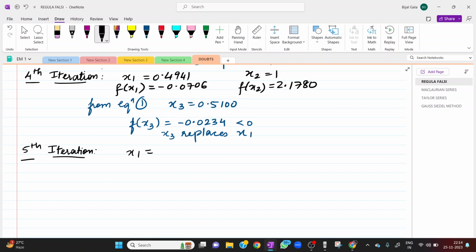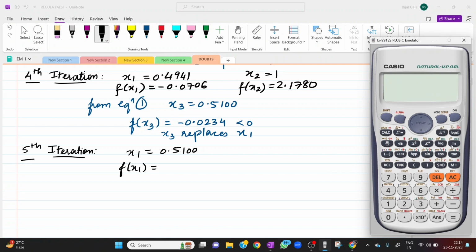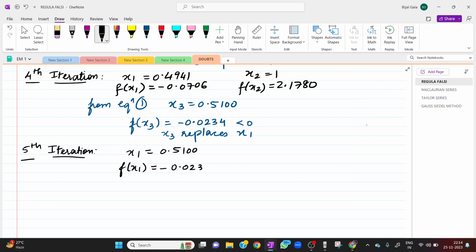X1 will become 0.5100. F of x1 will become, okay, let me cross check it again because I think there was some mistake which we did. So 0.5100 into shift e raised to 0.5100 नहीं लिखा तो भी चलेगा, negative cos of 0.51. Yeah, it's the same. Okay. So negative 0.0234. X2 remains 1 and f of x2 will be 2.1780.